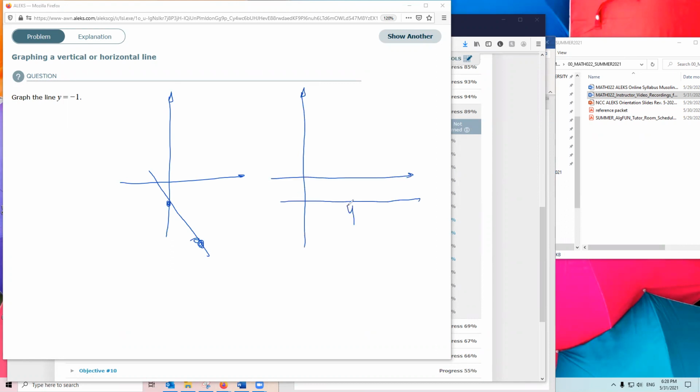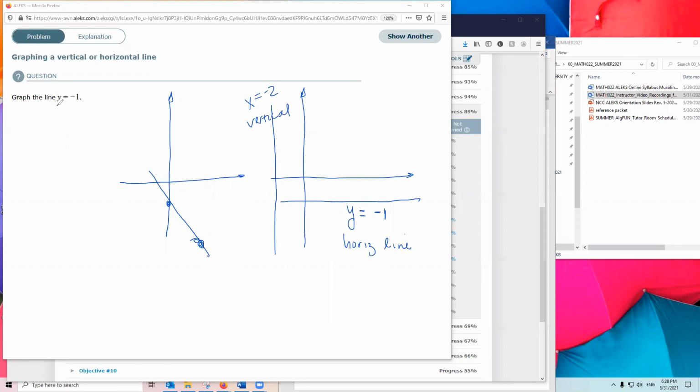A horizontal line always has the equation y equals a number. A vertical line, so this is a horizontal line, it's always going to be y equals a number. A vertical line is going to have an equation. I'll draw it here. Let's say x equals -2. A vertical line is always going to be the form x equals a number.